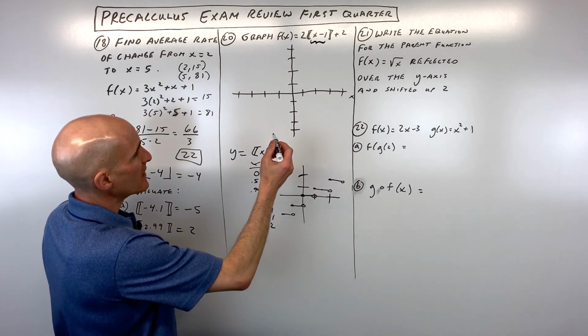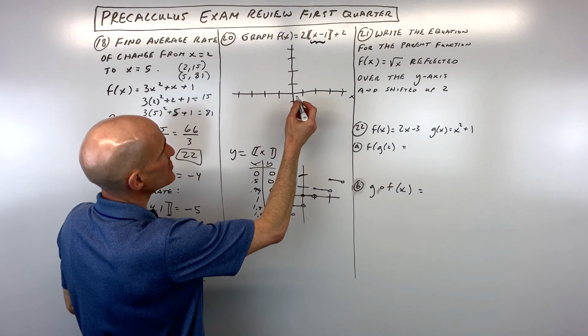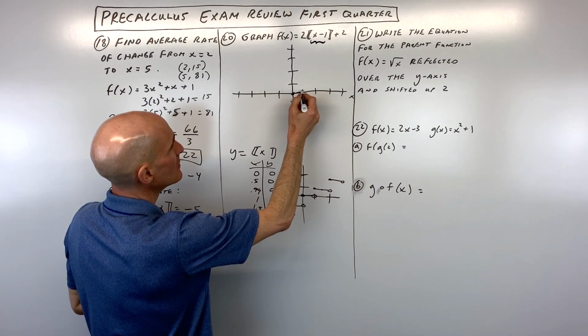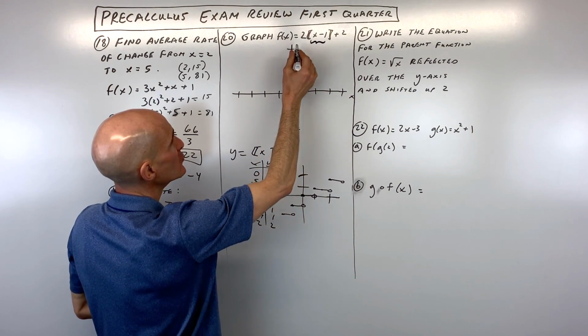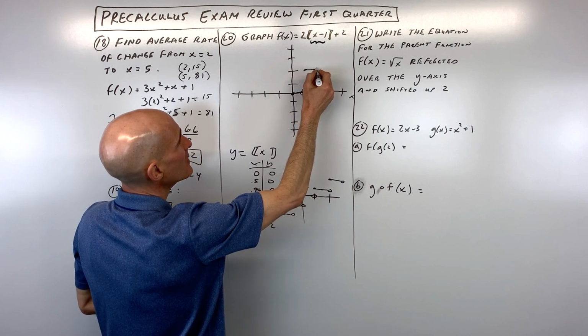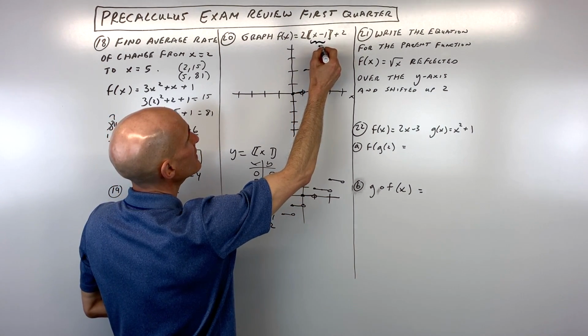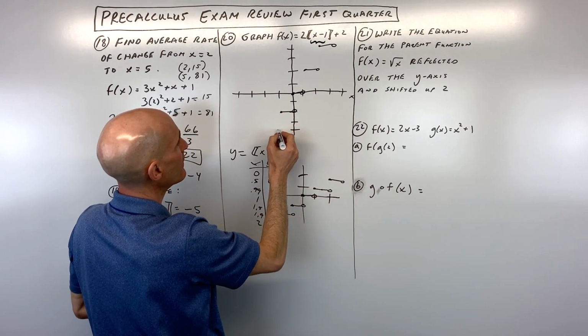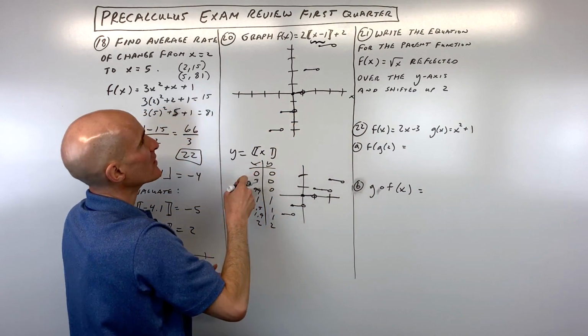So what I'm going to do now is let's do this in steps. I'll see if I can show you how this works. The first thing I would do is graph these steps. But I'm going to do the stretch first. So these are going up by 2 each time. Okay, like that. So that's a vertical stretch.